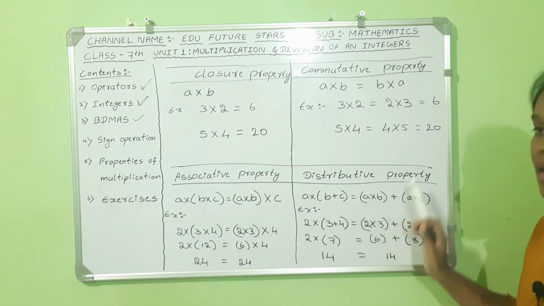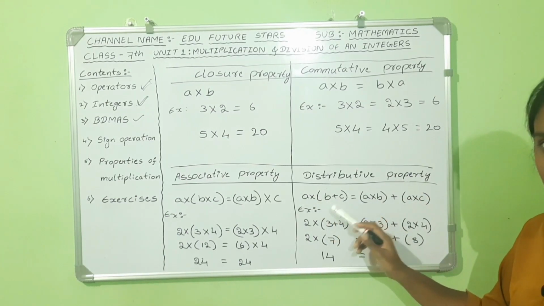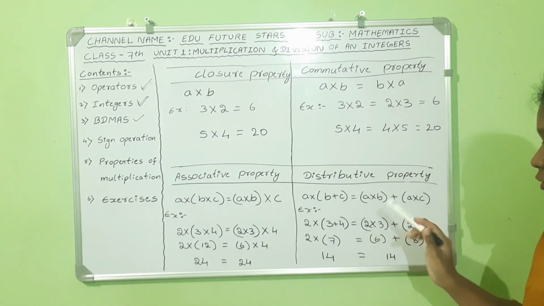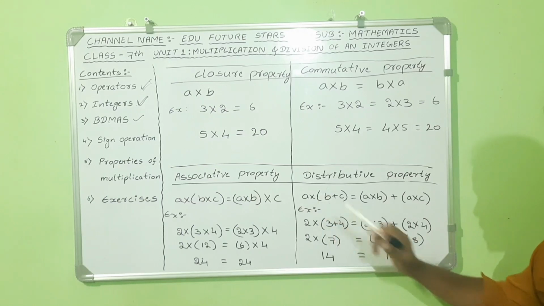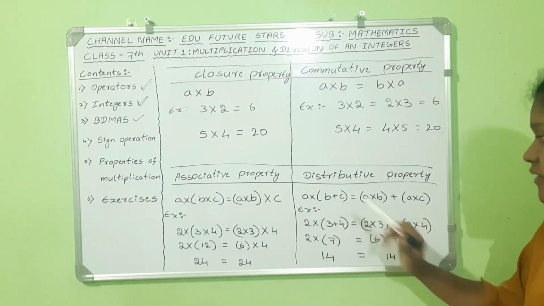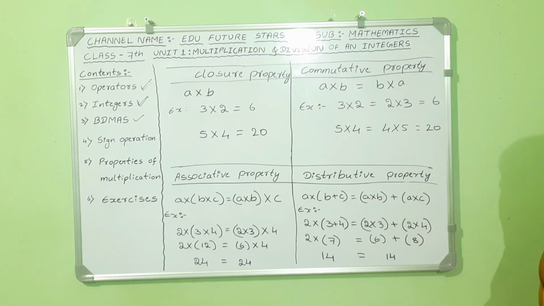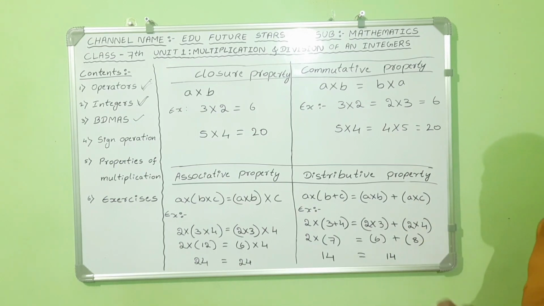Now, what can we get in the right hand side? A should multiply with B as well as C. So what I wrote here: A is multiplied with B, A into B, plus sign, A multiplied with C. That's what I wrote here. Okay, A into B plus A into C.